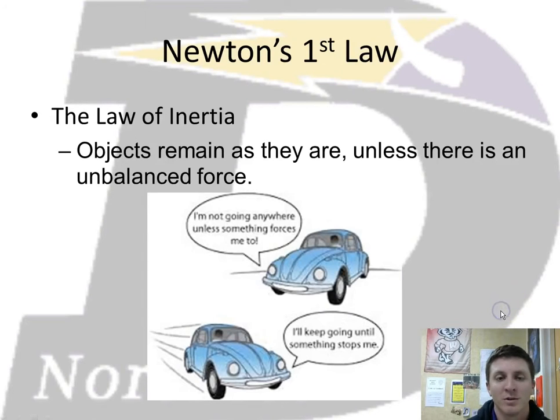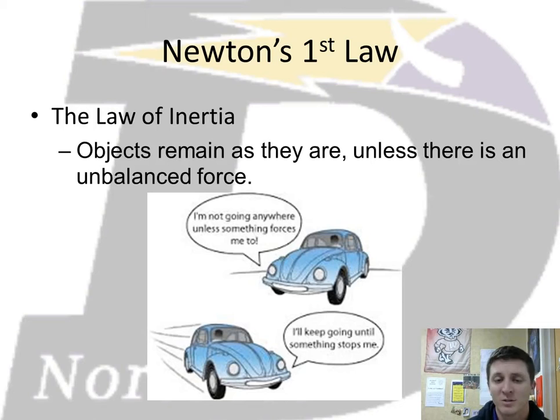Well, if we look here, the law of inertia states that objects are going to remain as they are unless there's an unbalanced force. You've probably heard the phrase that objects in motion tend to stay in motion. Objects at rest tend to stay at rest unless they're acted upon by an outside force. Well, we've kind of redefined that force must be unbalanced. And if we have an unbalanced force, that's going to cause an object to accelerate, speed up, slow down, or change directions. So if we look at this picture here, inertia is kind of explained using these two cars here.